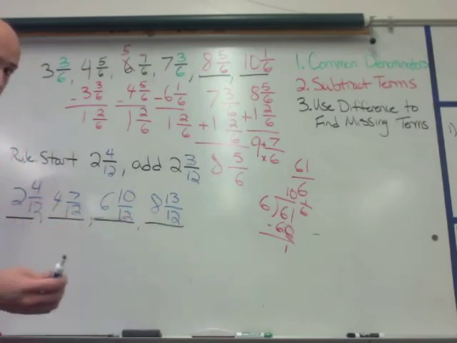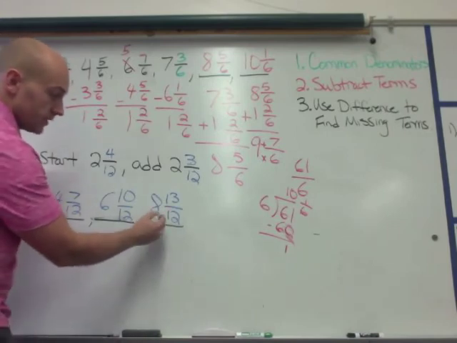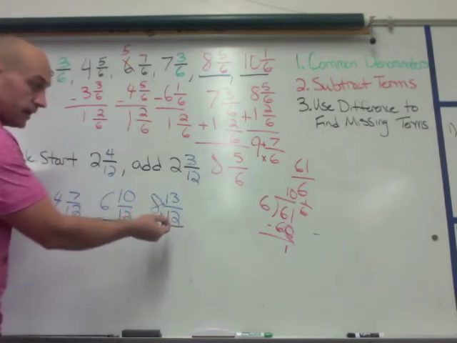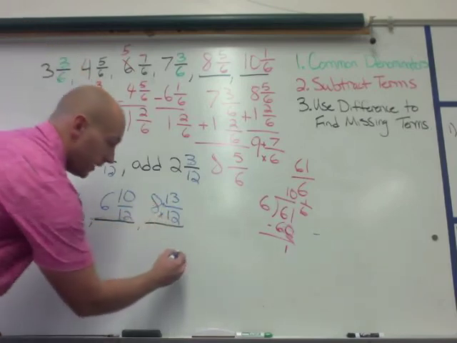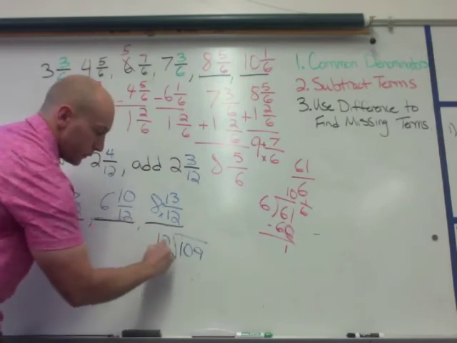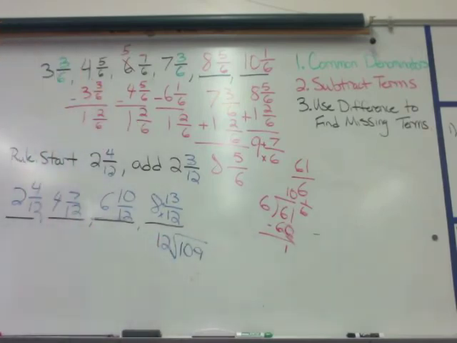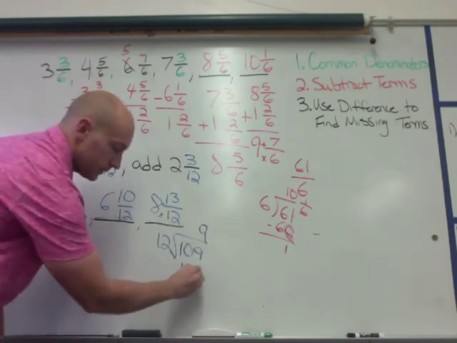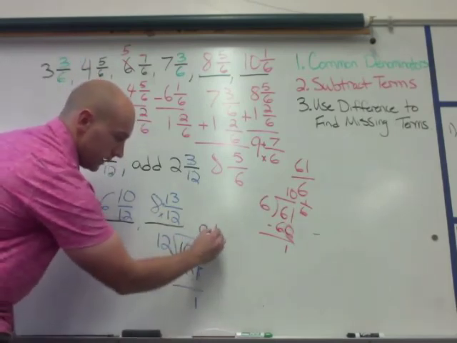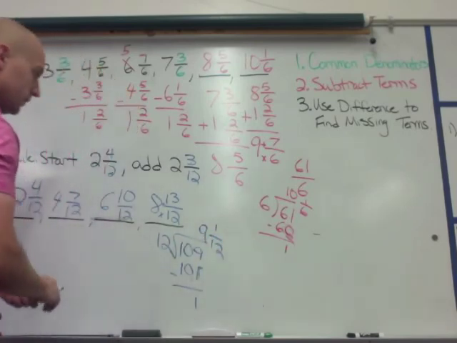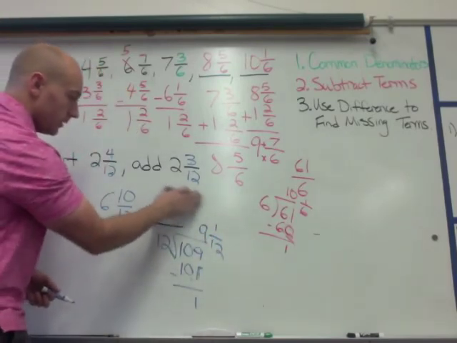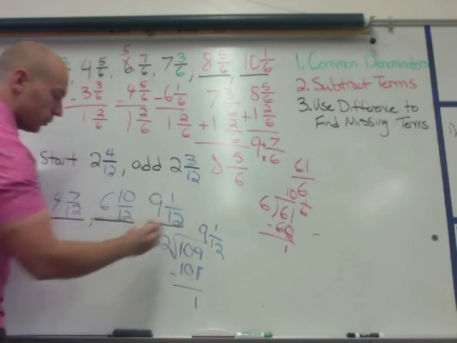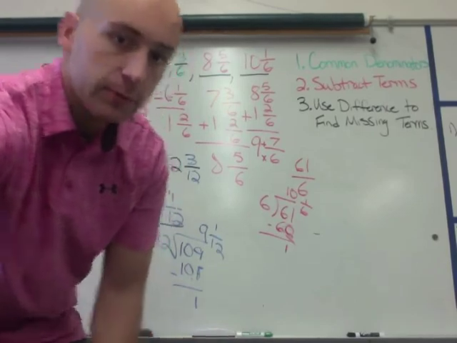So I'm going to do what I did last time. I'm going to change this. So I'd multiply and then add. So 8 times 12 is 96. And then I add 13, and we've got 109. I think that goes in there 9 times. 9 times 12 is 108. Subtract. I get 9 1/12. So my last term is going to be 9 1/12.